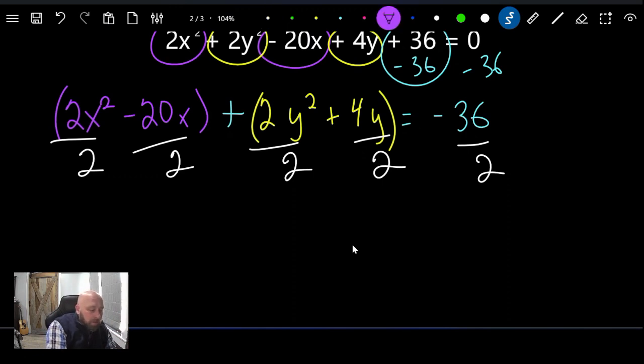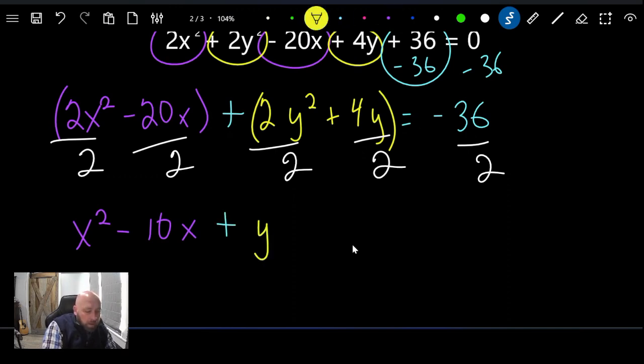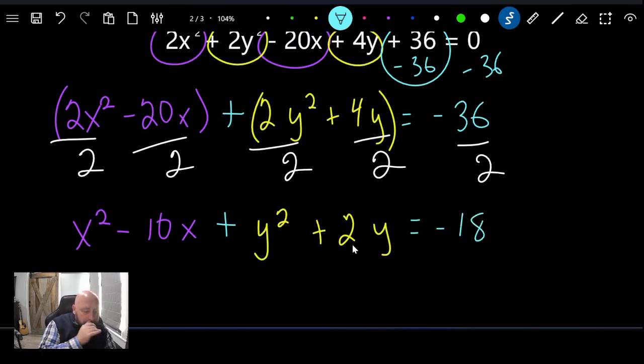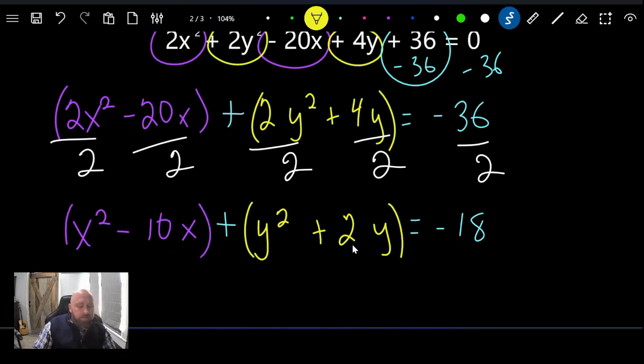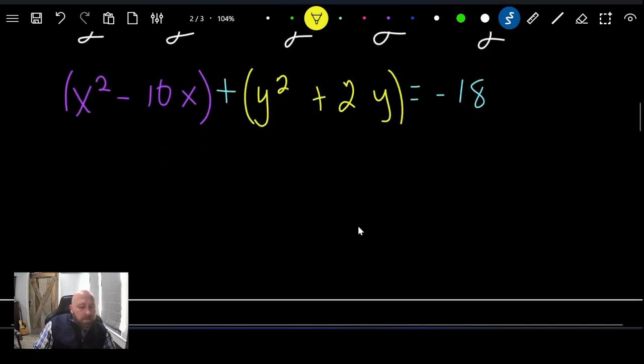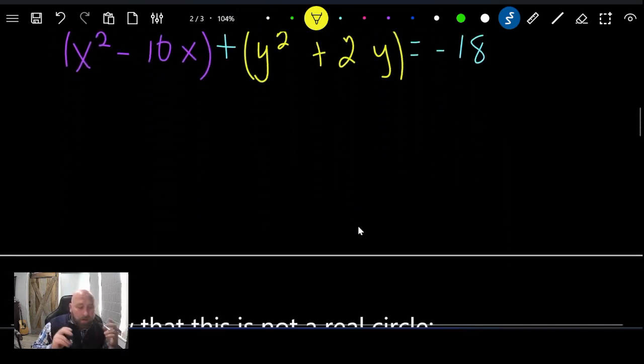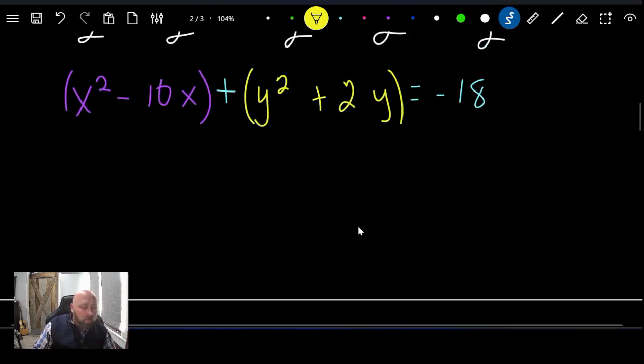So I'm going to get x squared minus 10x, and then we'll have our plus y squared plus 2y, and then that's going to be equals negative 18. Okay, and let me put our parentheses back on here. That's just going to help you see it all a little bit easier. All right, so now I'm ready to complete the square, now that I've got rid of that coefficient.